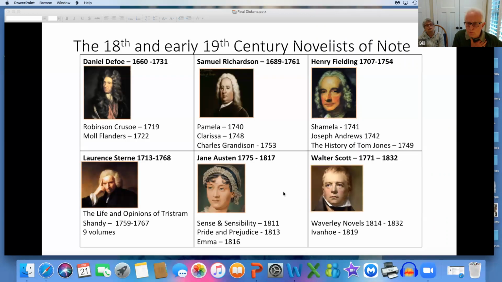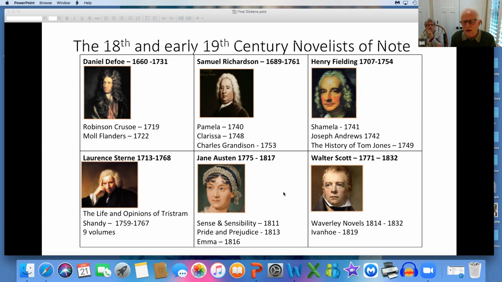Now, who preceded him? Well, there were many. I picked 6. Daniel Defoe, 1660 was when he was born. He wrote Robinson Crusoe in 1719, and Moll Flanders. Samuel Richardson actually came up with the epistolary novel. He wrote novels, and they were all letters, just collections of letters. Henry Fielding, we know because of the history of Tom Jones.